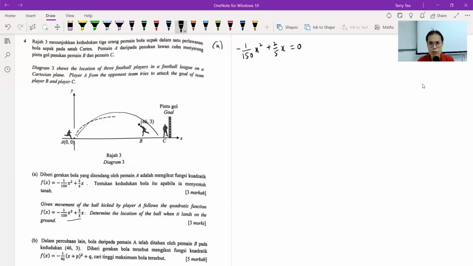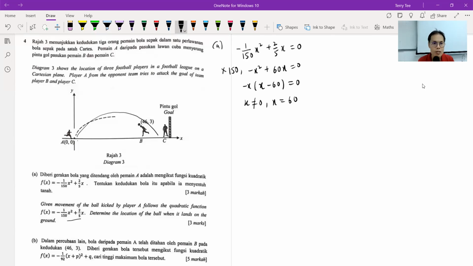Now, I don't like fractions, so I'm going to multiply everybody by 150. So you get negative x squared. 2/5 times 150 is going to give us 60. Okay. 150 divided by 5, you get 30. 30 times 2, you get 60. Then we can actually take out x, or you can take out negative x if you like. This is x minus 60. We know x can't be 0. X has to be 60 because we know it is kicked from the position where x is 0.